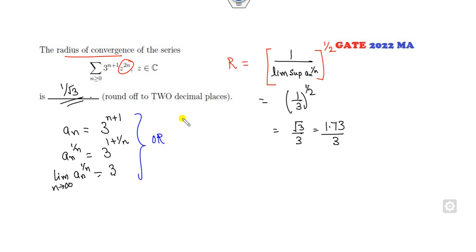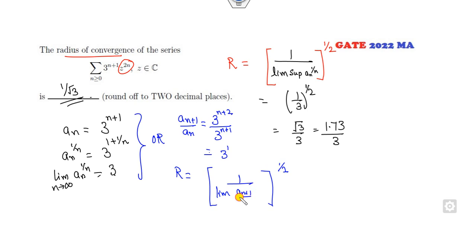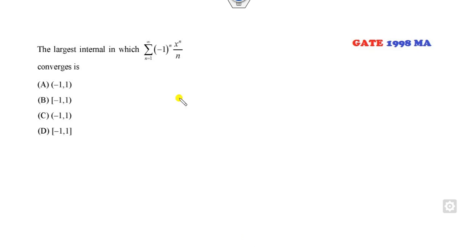Moreover, if you want to apply the ratio rule for finding the radius of convergence, the answer will always be the same. The radius of convergence will again be 1 over the limit of |an+1| over |an|. So this is 1 over 3. Again you can see you have obtained the same answer. The largest interval in which it is convergent. So there are these 2 methods.